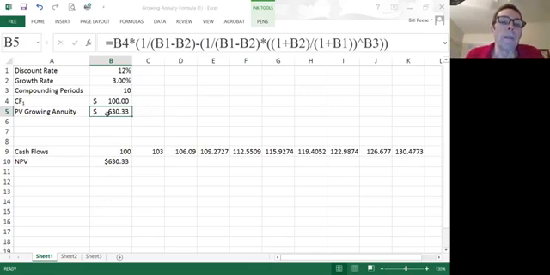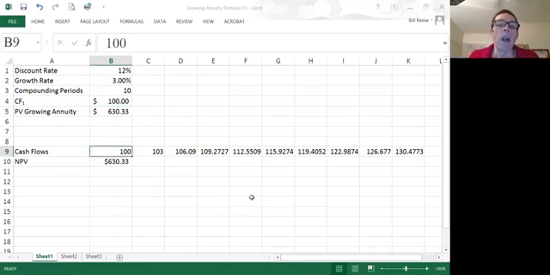So that tells me that the present value is $630.33. If I have $630.33, I can pay out $100 at time 1, then 103, then 106.09, and so forth. But let me tell you an even easier way, in my opinion, of doing it. That worked, but there's an easier way.